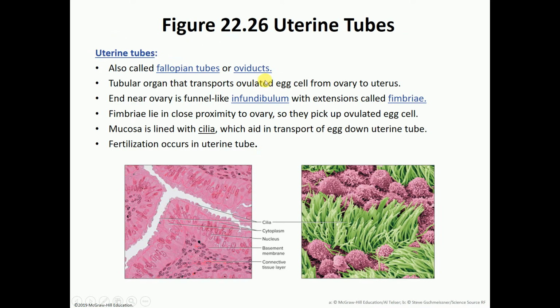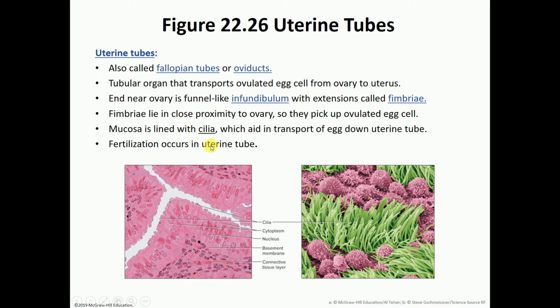So you want to be familiar with all of the different names of the uterine tube. There are the fallopian tubes, or the oviducts as well. They are responsible for transporting the ovulated egg. The funnel-shaped area is known as the infundibulum, and again it has these finger-like projections known as the fimbria. The fimbria are very close to the ovaries, and they are responsible for picking up that egg once it's ovulated.